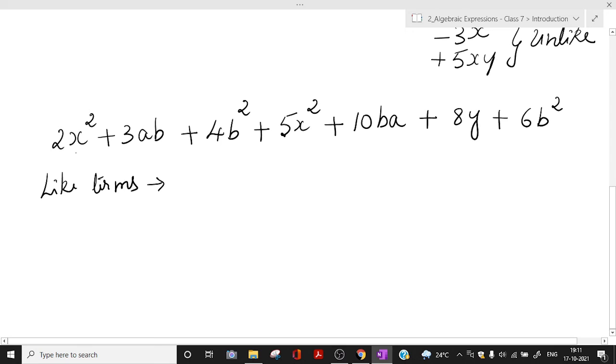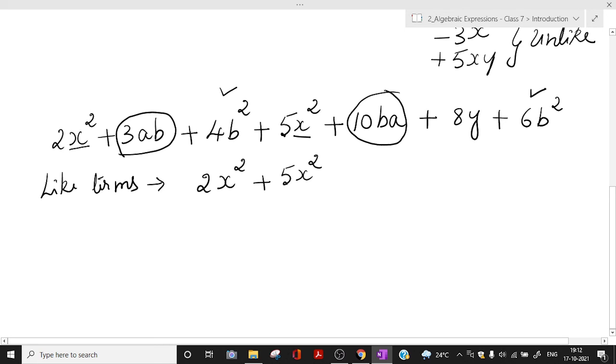We have over here x square. Here it is just ab, here it is b square. You have x square here as well. So the like terms are 2x square plus 5x square. Signs as well as the numbers should not be taken into consideration. Then are there any other like terms? We also have b square over here. But before that, you have 3ab and then you have 10ba. Now, how do you write 10ba? 10 into b into a.